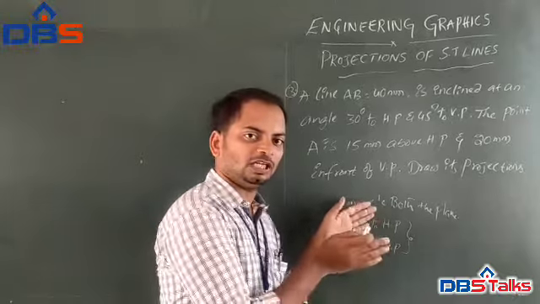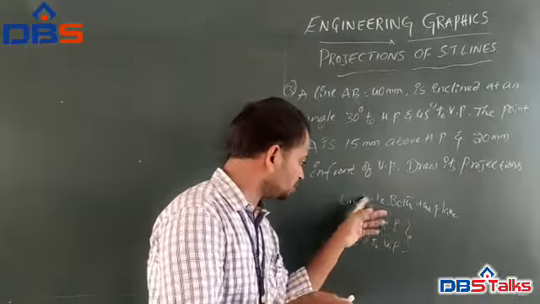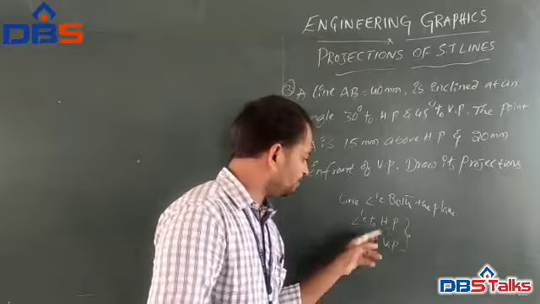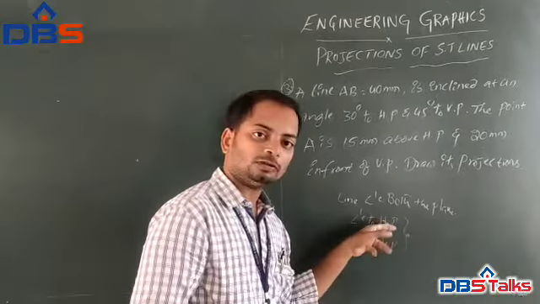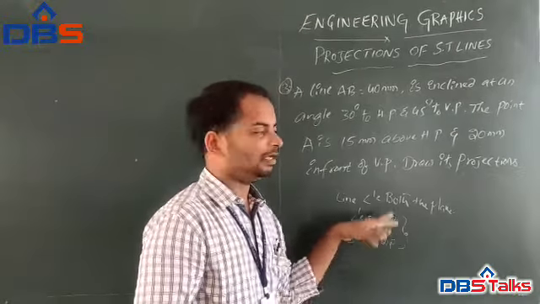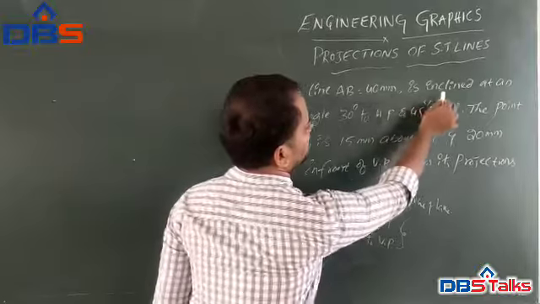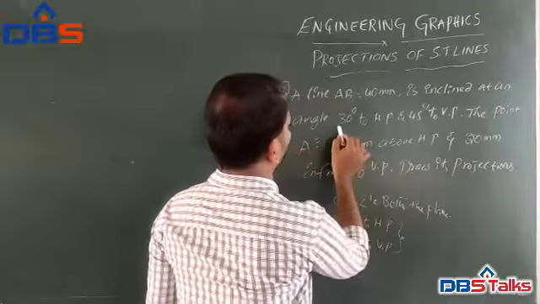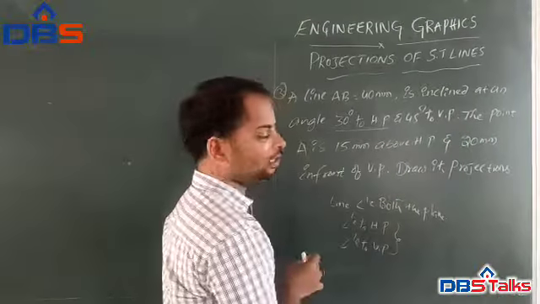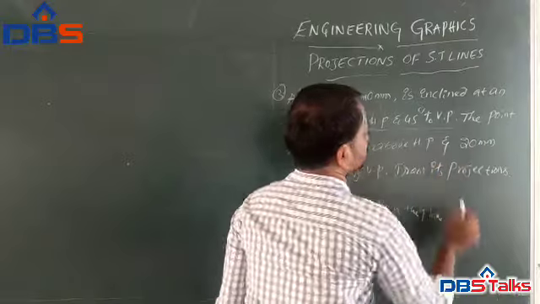So when we club these two, it will show a drawing of the line inclined to both HP and VP. When we go for the problem, the line AB 40 mm long is inclined at an angle of 30 degrees to HP and 45 degrees to VP.